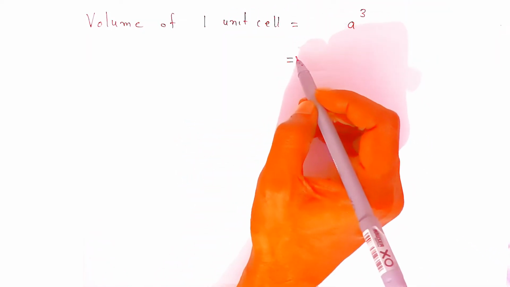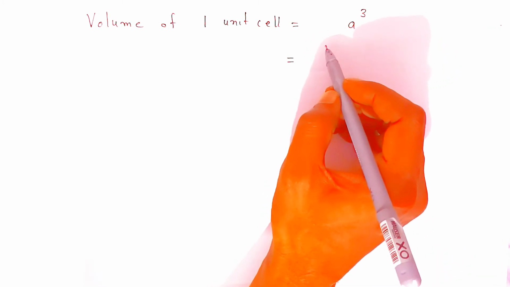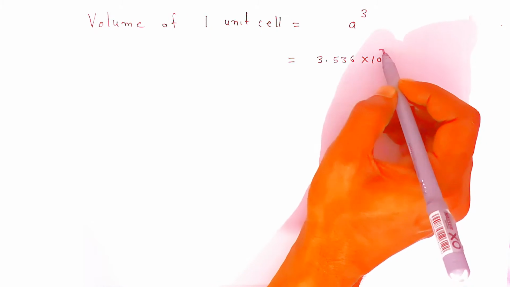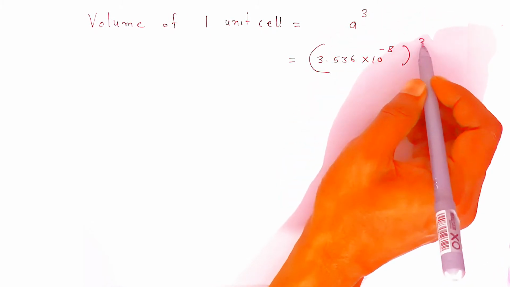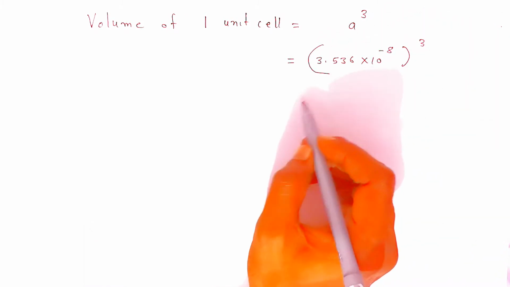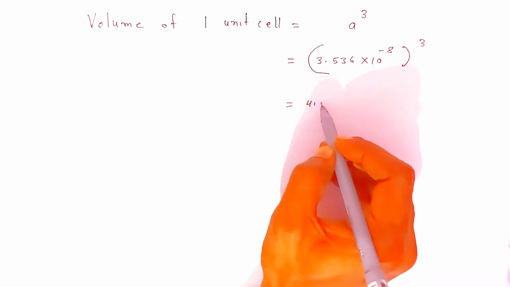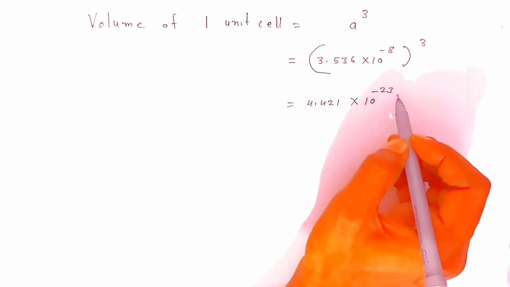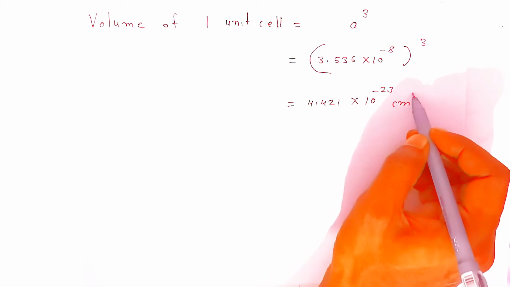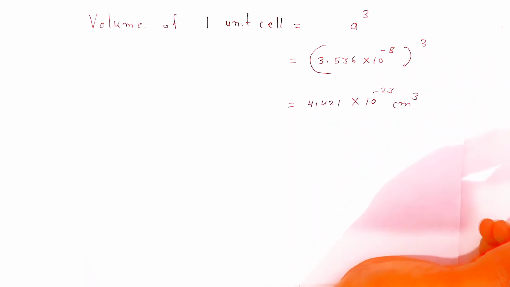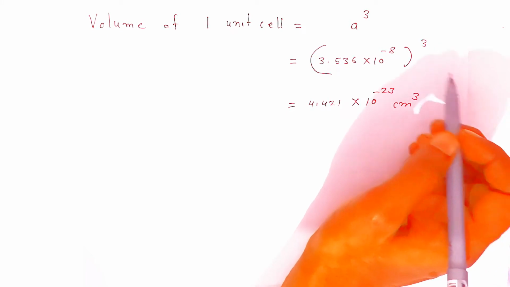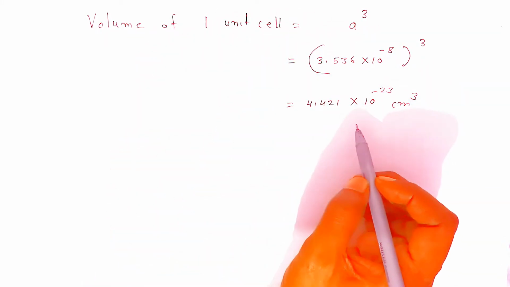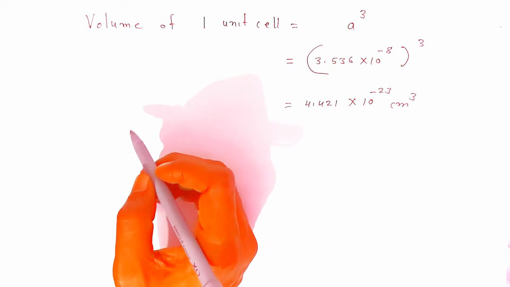Here the side is 3.536 into 10 raised to minus 8 to the whole cube. When you take the cube, it will come 4.421 into 10 raised to minus 23. Here I have directly written the answer. With the help of the log table you have to do it, and how to use the log table we already explained. So the volume of one unit cell is this much. Now how many unit cells will be there?